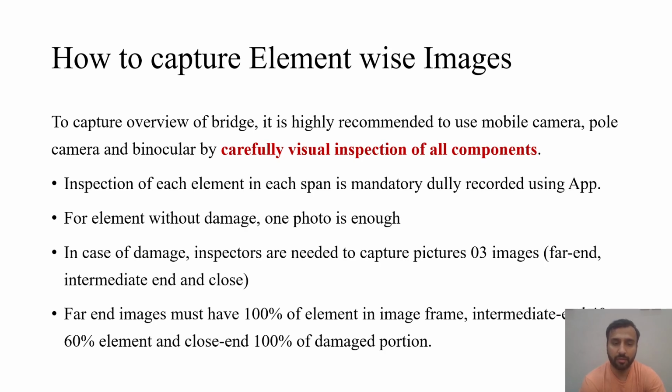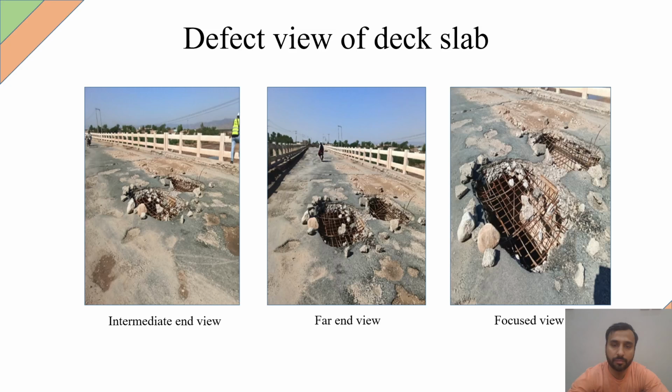The far end image is required to capture 100% of the element, indicating the overall condition of that particular element. In the intermediate images, you may take 40 to 60% of the element so that you know the situation around the defective part. In close-end images, you need to focus more on the damaged portion, which must have 100% of the damage area in the image frame. Here are some images.